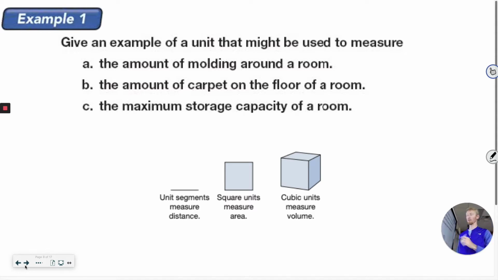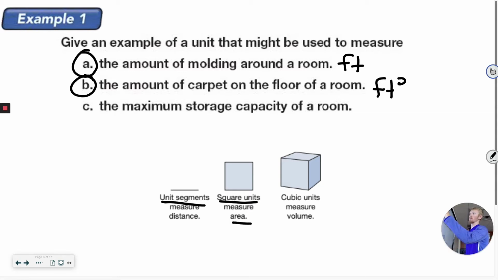If you're measuring something like the amount of molding around a room, that would be like your baseboard, you would use segments, unit segments. So if I'm using feet, you'd use feet. If I'm measuring something like the amount of carpet that a floor has, that's two dimensions, length and width. So I'd use square units to measure the area. So it'd be like feet squared. Or if you're measuring the storage capacity of your room, that would be length times width times height as well. I'm going to use cubic units to measure the volume. So it'd be like feet cubed.